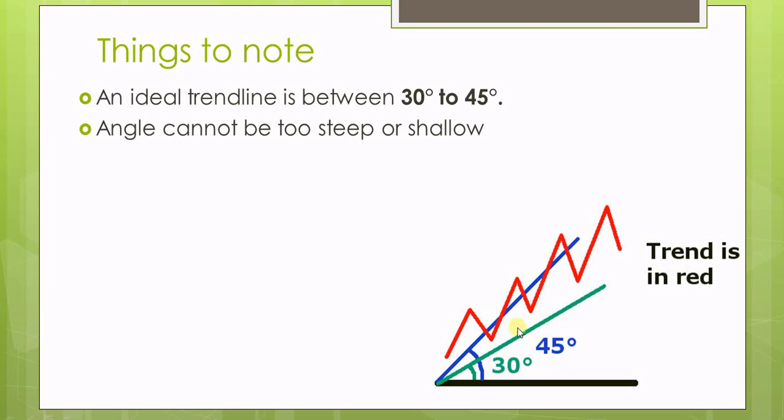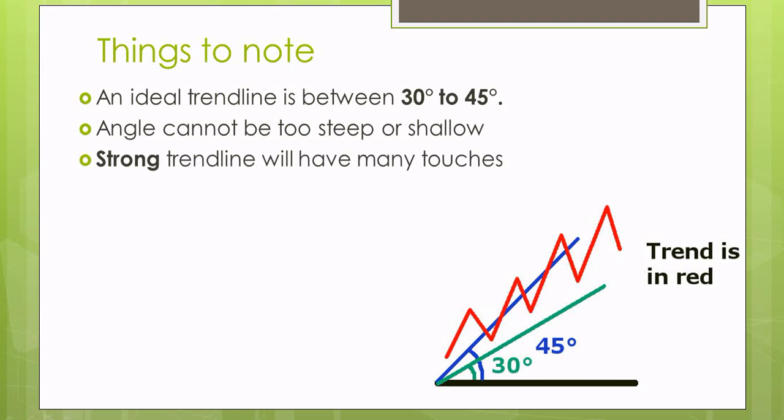Now if the angle is too shallow, less than 30 degrees, you'll find that almost the entire stock will be above your trend line and the stock will hardly touch your trend line, which is not good, as this means your trend line is not able to effectively capture the trend and give you any indication of when the trend is about to change. So to effectively capture the trend, there will be many touches on the trend line by the stock. So a strong and significant trend line will have many touches.